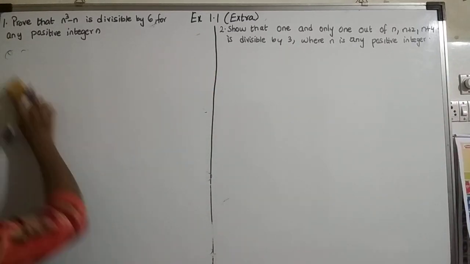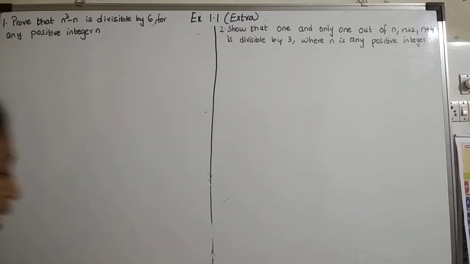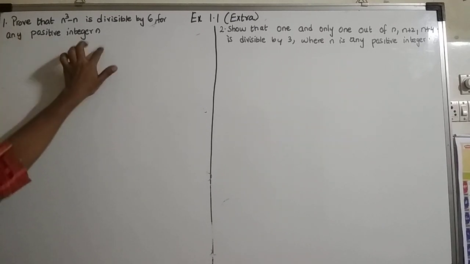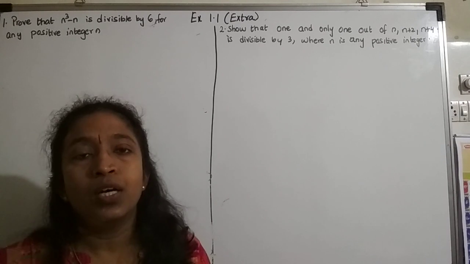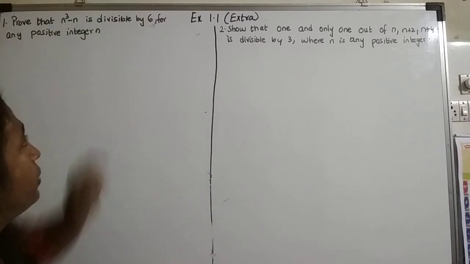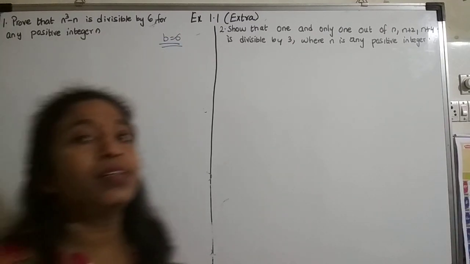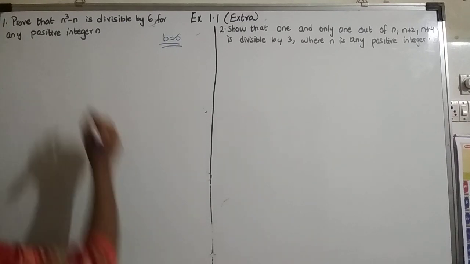Please read the sum. Prove that n cube minus n is divisible by 6 for any positive integer n. N cube minus n is divisible by 6. So from the first line we understood there's something with B as 6, correct? And here we also have n cube minus n. We have not done this kind of sum.